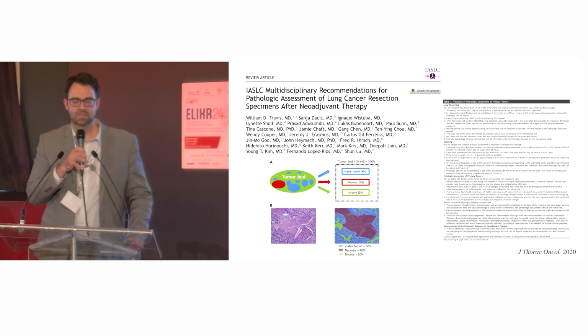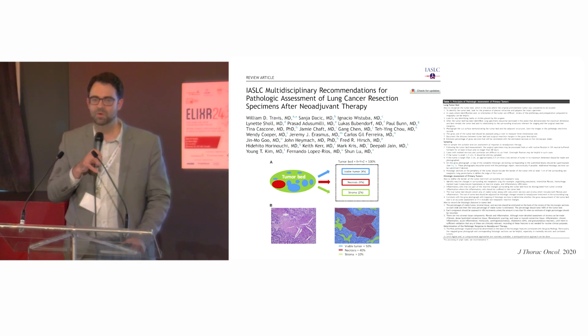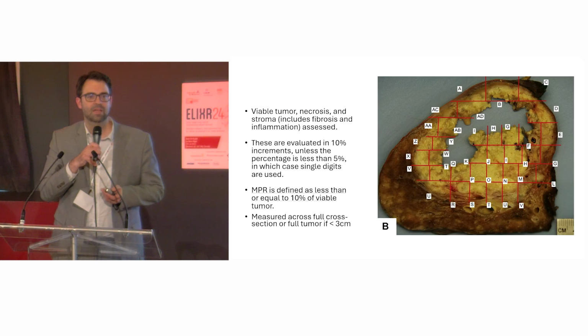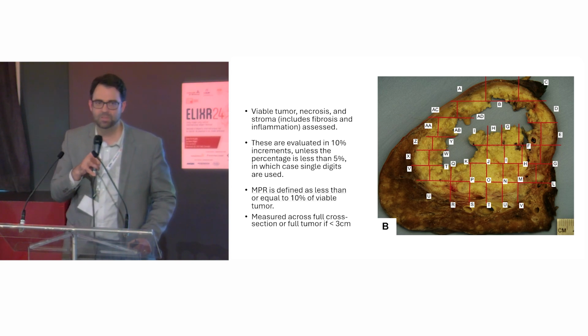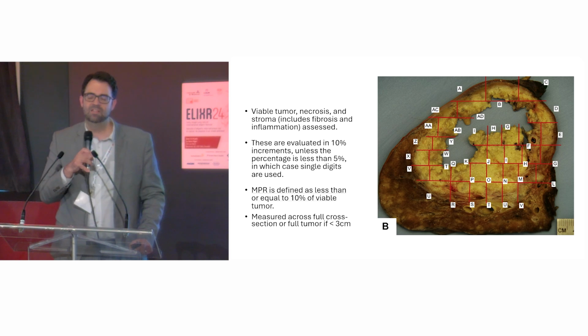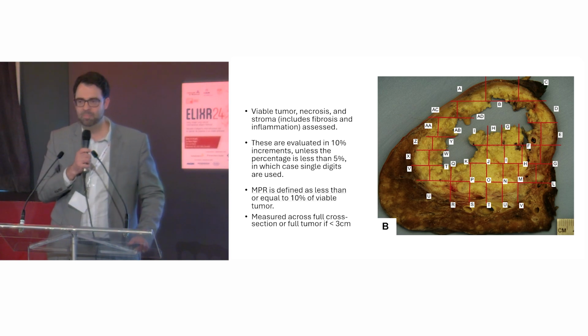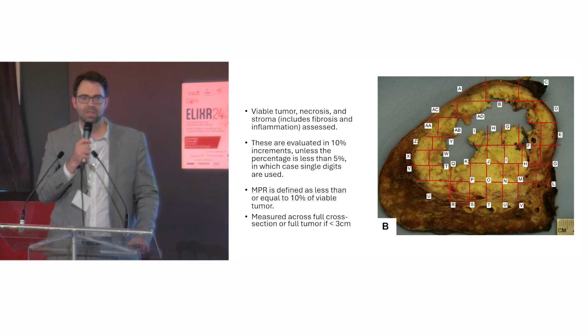So this led to the guidelines paper, where there are lots of different statements on how to submit a tumor, how to take pictures of it, how to do all these things, including the little picture here in the corner to do the calculations. So this is one of the tumors in the paper. So you take a map of the whole tumor. You evaluate all of these different components in blocks of 10. And then if it's less than 10, you give single digits. And an MPR is defined, as we all know, as 10% viable tumor. This is in lung cancer.